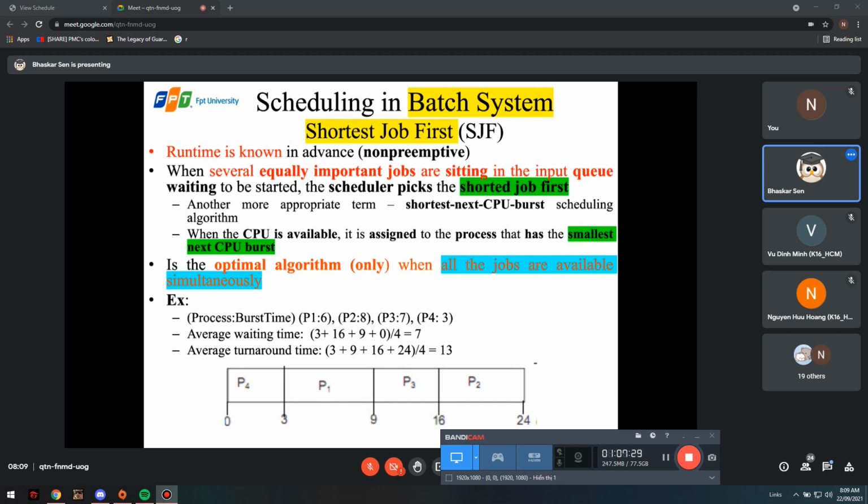Okay. So P2 has 24. Basically, the waiting time is 16 and the burst time is 8. So 8 plus 16, and that is 24. So pay attention to that and don't feel confused.